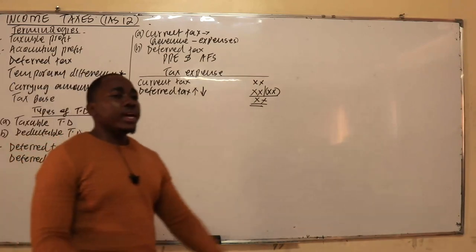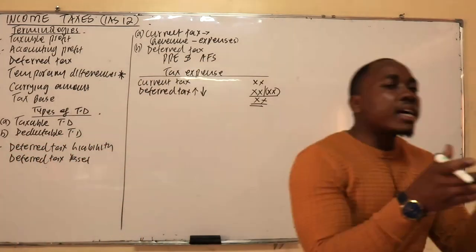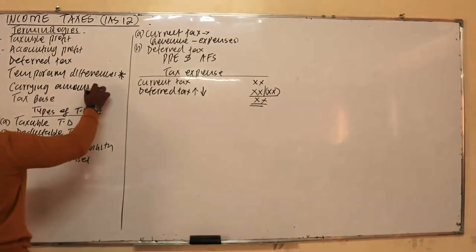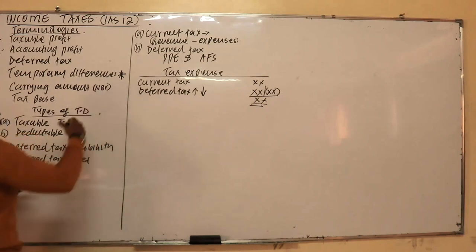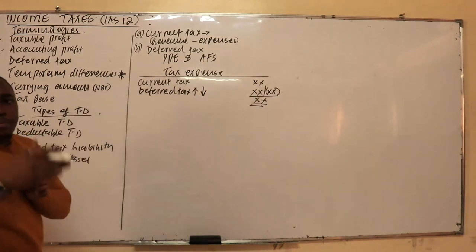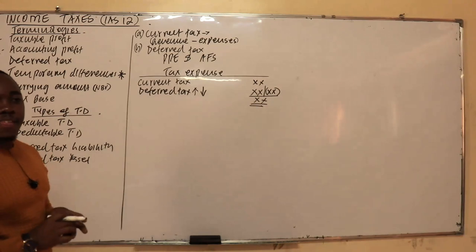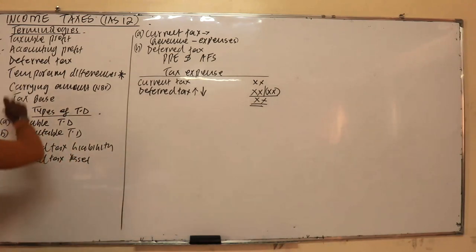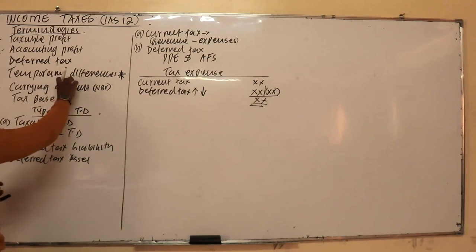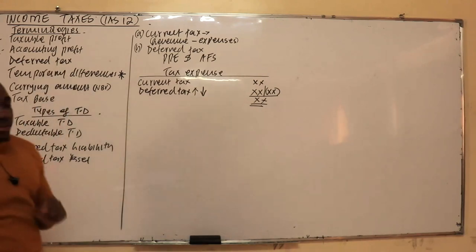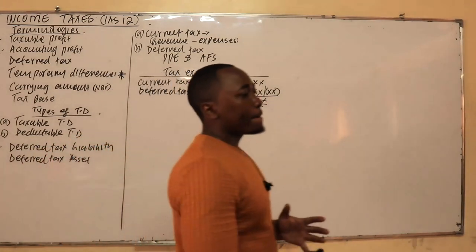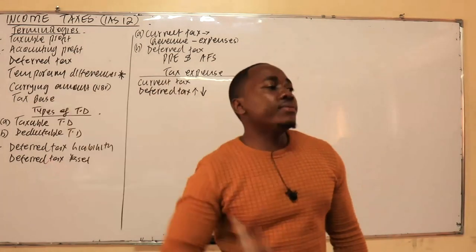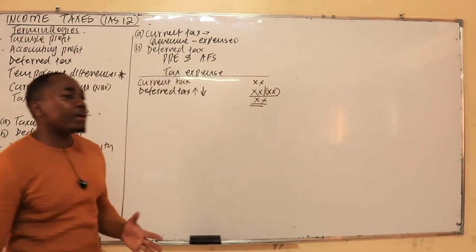What are temporary differences? It is the difference between the carrying amount and the tax base, of which you are saying that the carrying amount is the same as net book value or the amount shown in the financial statement. Who prepares the financial statement? The accountants. Are we together? Good. Temporary difference is the difference between the carrying amount and the tax base. What's tax base? Go back to the definition. It is the amount allowable for tax purposes in the future, or what we call the amount attributable for tax purposes.